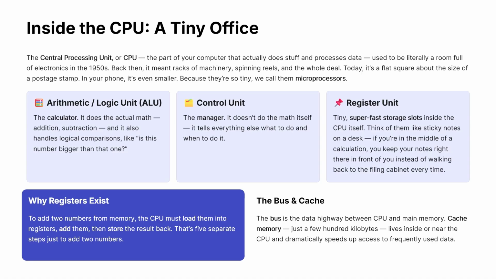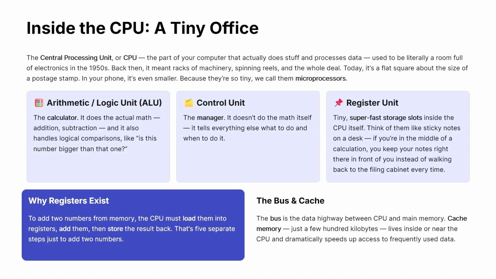Now, inside every CPU, there are three key parts. Think of it like a tiny office. First, you've got the Arithmetic Logic Unit, or ALU. This is the calculator. It does the actual math, addition, subtraction, and it also handles logical comparisons like, is this number bigger than that one? Second, there's the control unit. This is the manager. It doesn't do the math itself. It tells everything else what to do and when to do it.